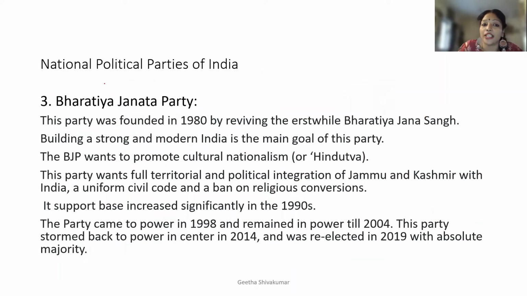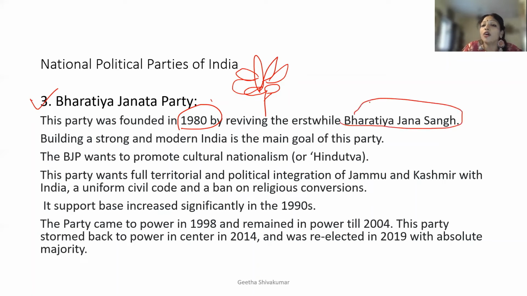The third one is Bharatiya Janata Party. So Bharatiya Janata Party, I think everyone knows what the symbol is. It is the lotus. Okay, so this party was formed in the year 1980. Before Bharatiya Janata Party, the name was Bharatiya Jana Sangh. Okay, afterwards the name came as Bharatiya Janata Party. Building a strong and modern India is the main goal of this party. Okay, this party's aim was to build a strong modern India.